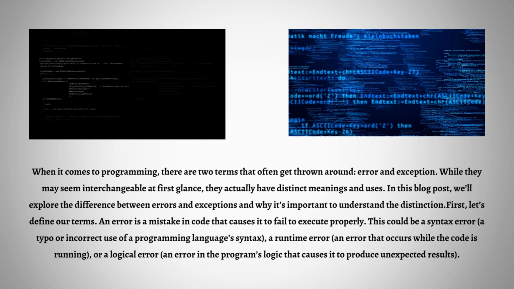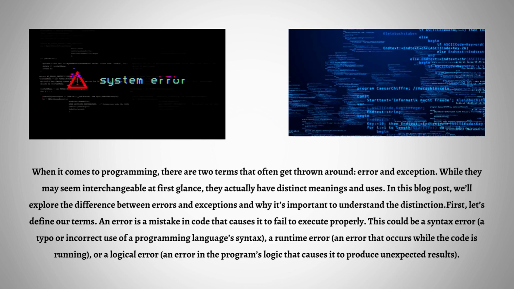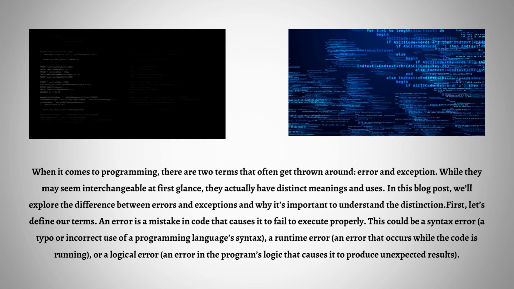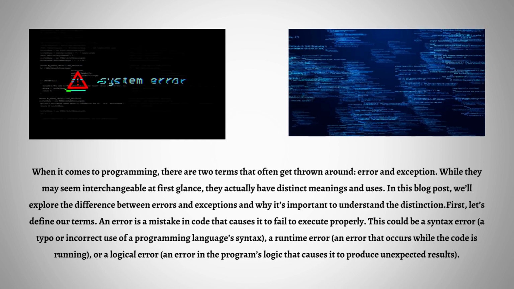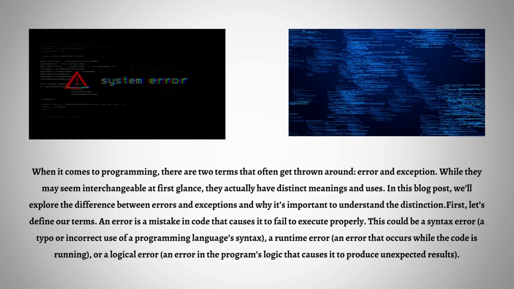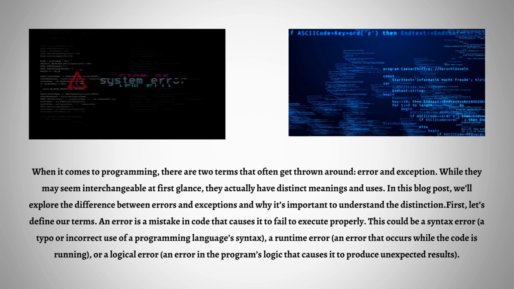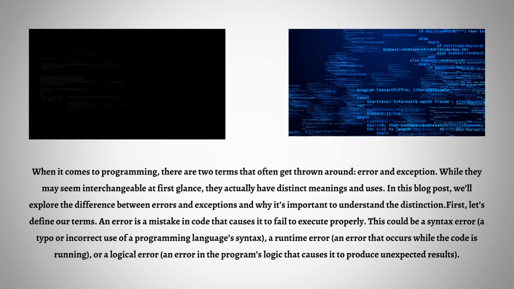An error is a mistake in code that causes it to fail to execute properly. This could be a syntax error, a typo or incorrect use of a programming language's syntax; a runtime error, an error that occurs while the code is running; or a logical error, an error in the program's logic that causes it to produce unexpected results.